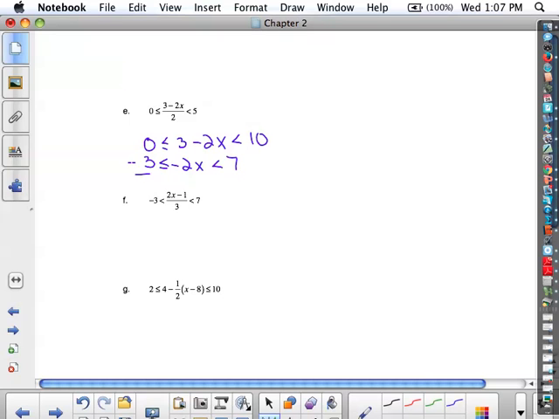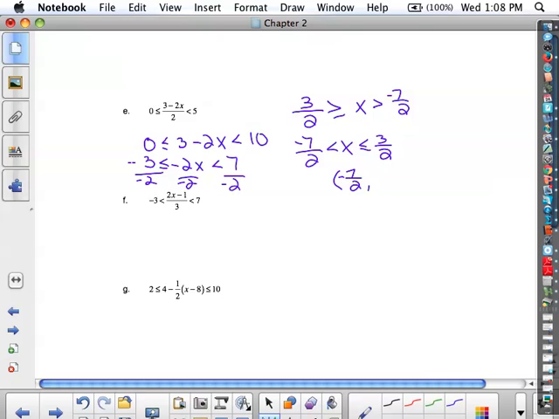And then I'm going to divide each region by a negative 2, which means I'm going to have to reverse those inequality symbols. So I have 3 halves is greater than or equal to x, which is greater than negative 7 halves. And as I said before, write this in order from the smallest term on the left up to the larger term on the right. And in interval notation, this would look like negative 7 halves and 3 halves with a bracket because 3 halves would be included.